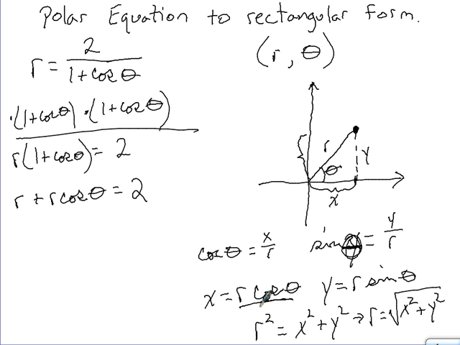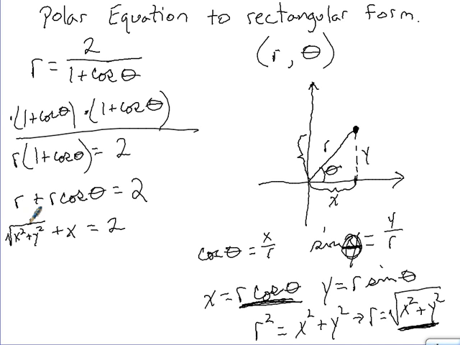And now we should be able to recognize some things here. R cosine theta, what's that equal to? Well, this is just going to be x. And r is the square root of x squared plus y squared. And we've now essentially converted this into an equation that no longer has a radius and angle, but x and y coordinates. Now there's some different ways that you can manipulate this mathematically.